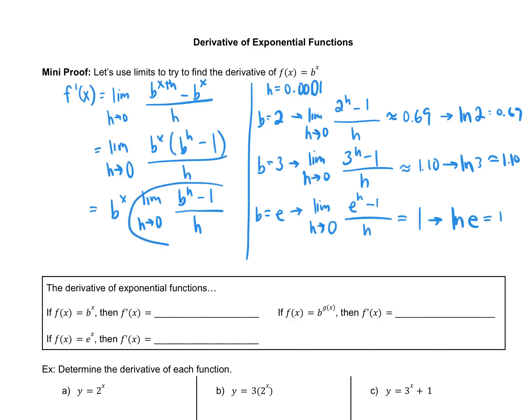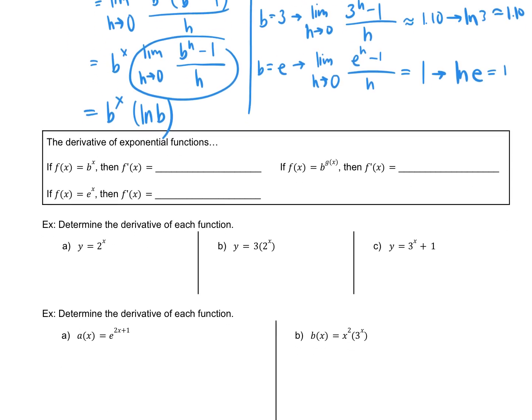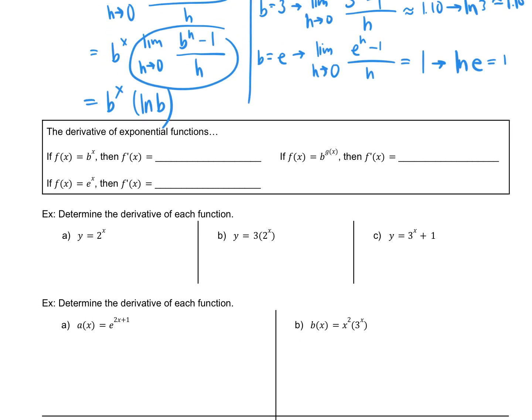So this portion here, I'm going to keep b to the power of x, and that will clean up to ln b. So let's put that together. If f at x is equal to b to the power of x, the derivative is b to the power of x times ln b. And ln b is just a coefficient. So if you would prefer, you could write ln b times b to the power of x. Either way.